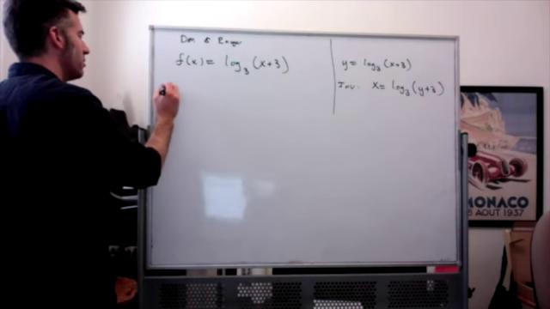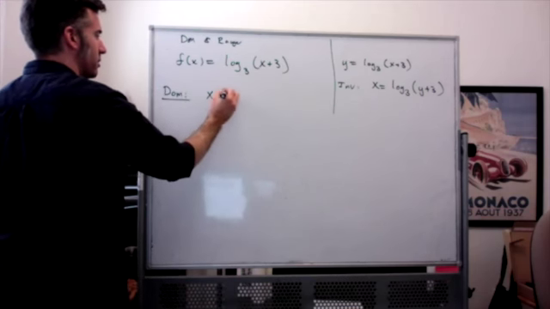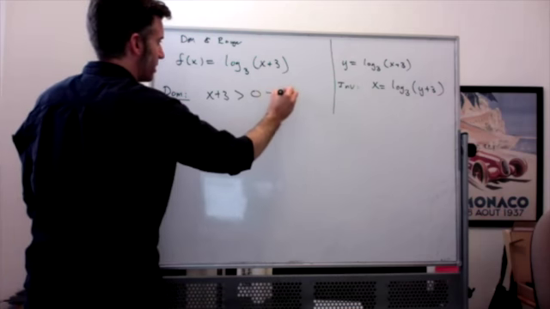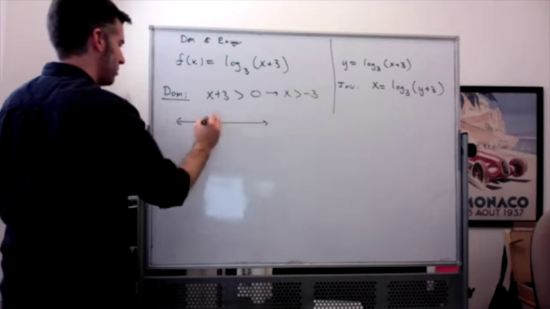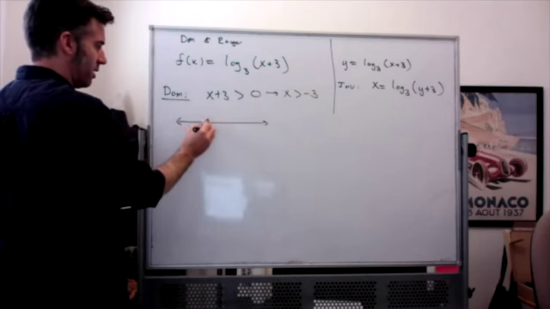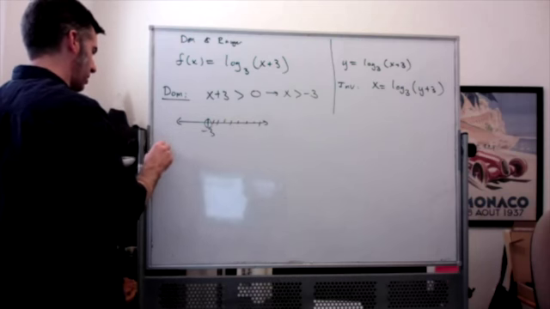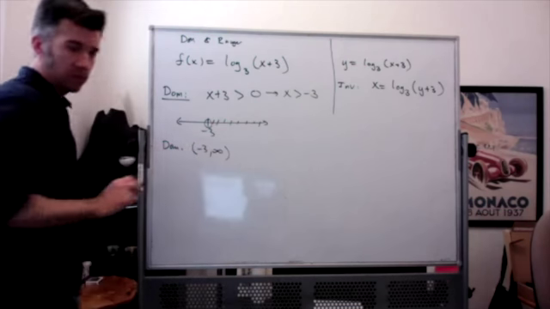So domain here, for a logarithm, we know that the insides have to be strictly greater than 0. So that's going to leave us with x is strictly greater than -3. On the number line, we want everything not including -3 but to the right. So I want my domain here to be everything from -3 to infinity. Great.